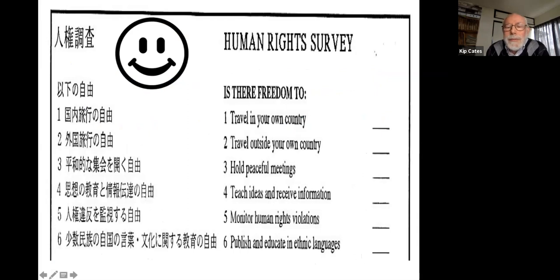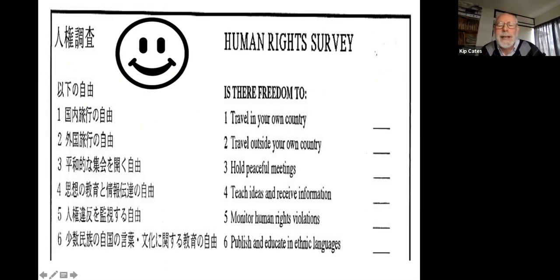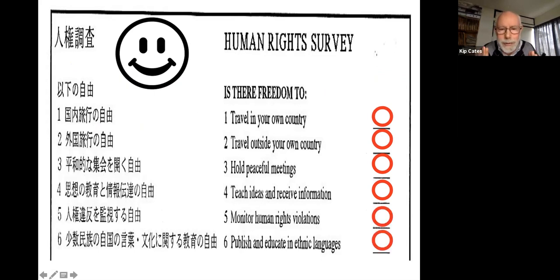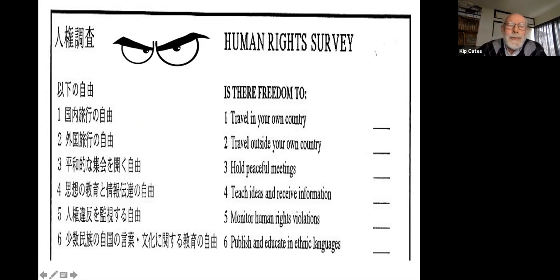What does it mean to have an easy eye? Well, is there freedom to travel in your own country? Of course. I don't need police permission to take a bus to Osaka. Yes. Is there freedom to travel outside your own country? Of course. I can jump on a plane and fly to Hong Kong or to Hawaii, go shopping tomorrow. No problem. Freedom to hold peaceful meetings? Yeah, I think so. Teach ideas? No problem. Monitor? No problem. Publish? No problem. For people with a very easy eye, no problem at all. Japan, almost 100%.